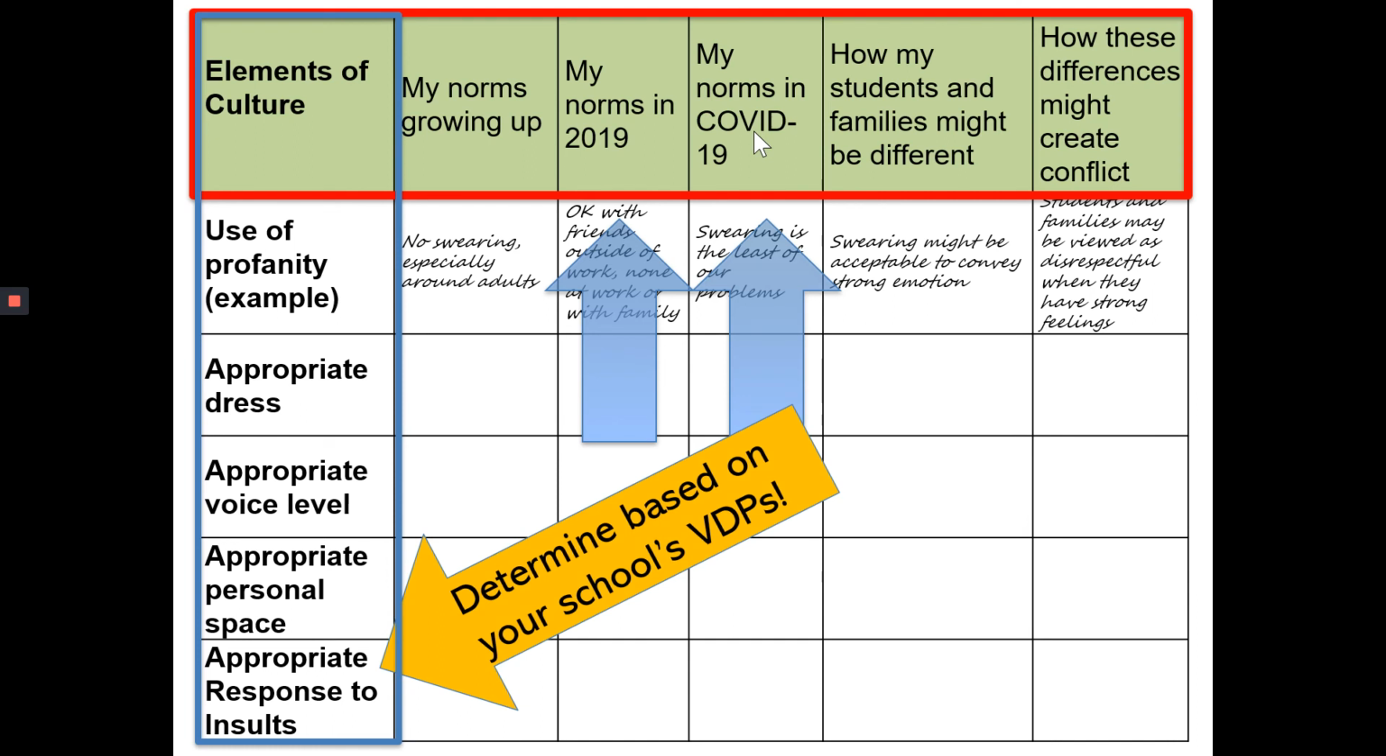The other thing you can do, and I referred to data earlier, is to use your school discipline data or maybe other sources of data to understand what adults are perceiving as unwanted student behavior or challenging behavior for them. So you might find in your school discipline data that a lot of students are getting referrals for language, for inappropriate language or profane language. And so for this particular example, you could add, as an element of culture, appropriate response to insults, and have staff think about how that changed for them growing up versus today, and how that might be different for the students and families they work with.